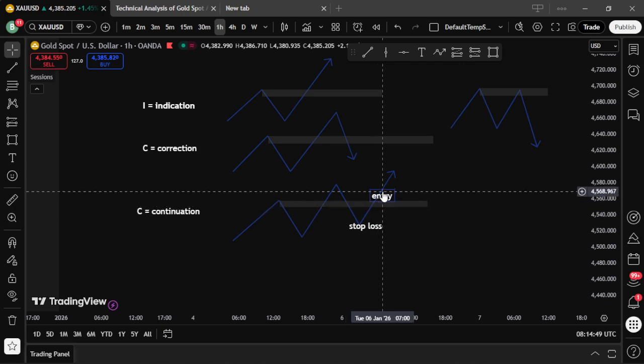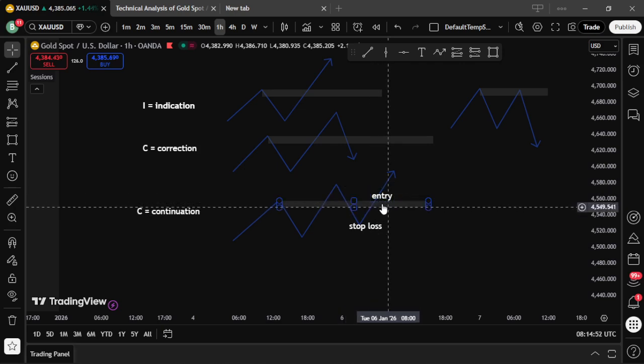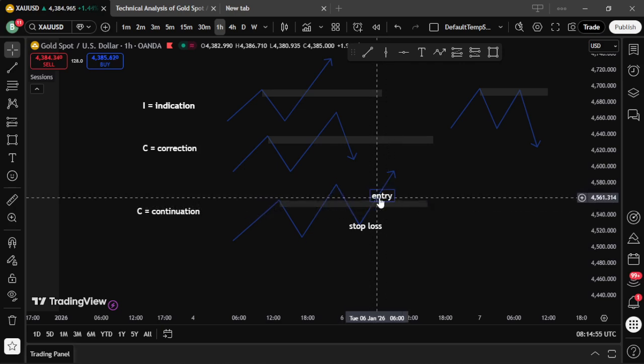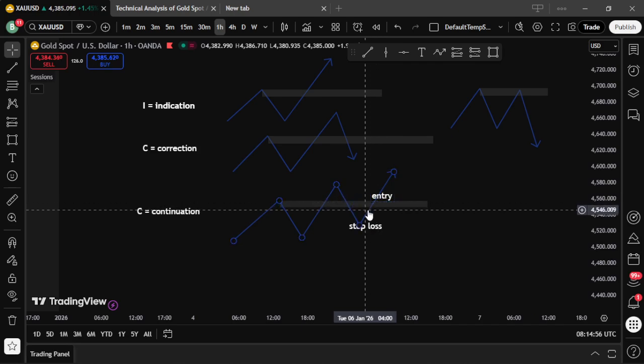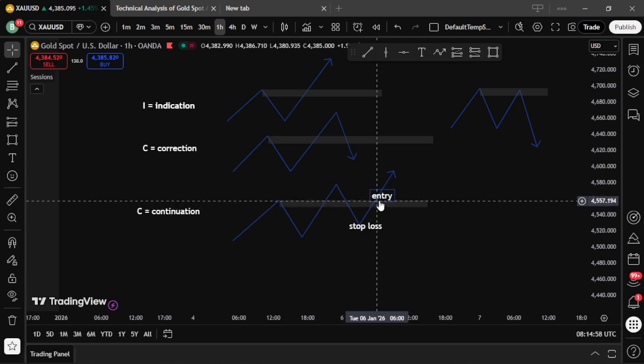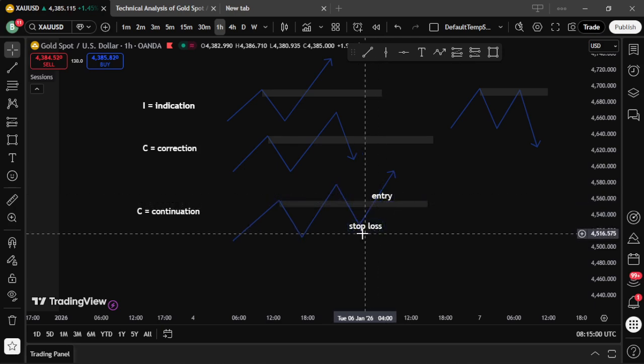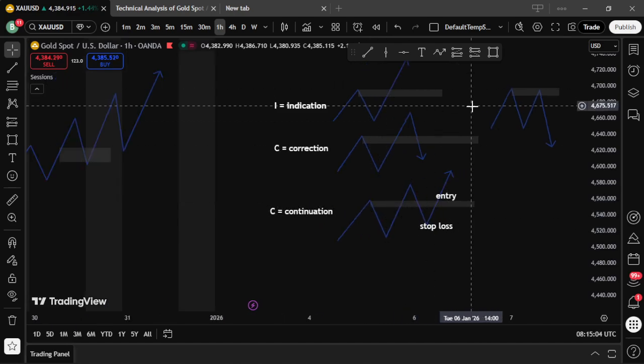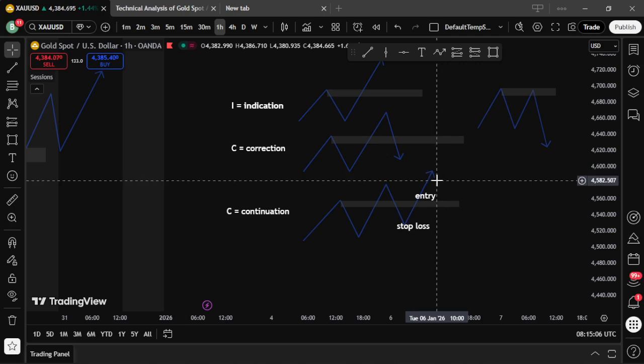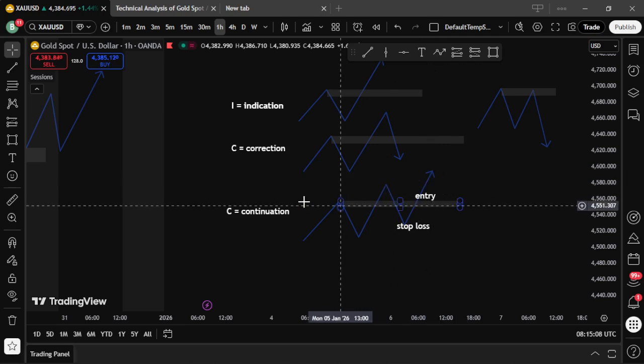So when the market comes above that area, you just click the sell or the buy button, or you put a limit order over there, like a stop order or something of that sort. Then after you enter here, you put your stop loss below the low of the correction. Then you go to the next draw of liquidity, or the next area where you can see sellers. So that is basically what ICC is.